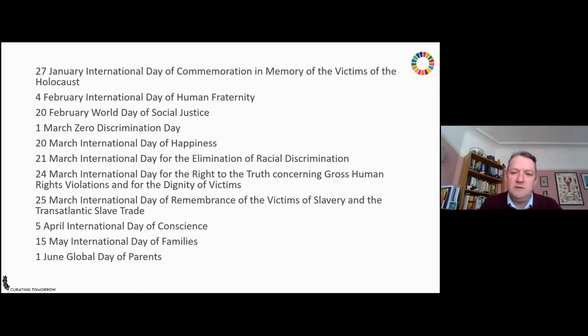And these are just a few examples that I've taken from a list of what are called International Observance Days. And just to pick out a few, for example, almost at the bottom of the list, there are two around the International Day of Families and the Global Day of Parents. So museums could celebrate those days and talk about how families exist in many, many different forms, and have existed in many different forms forever, to show that families have always existed in different forms.